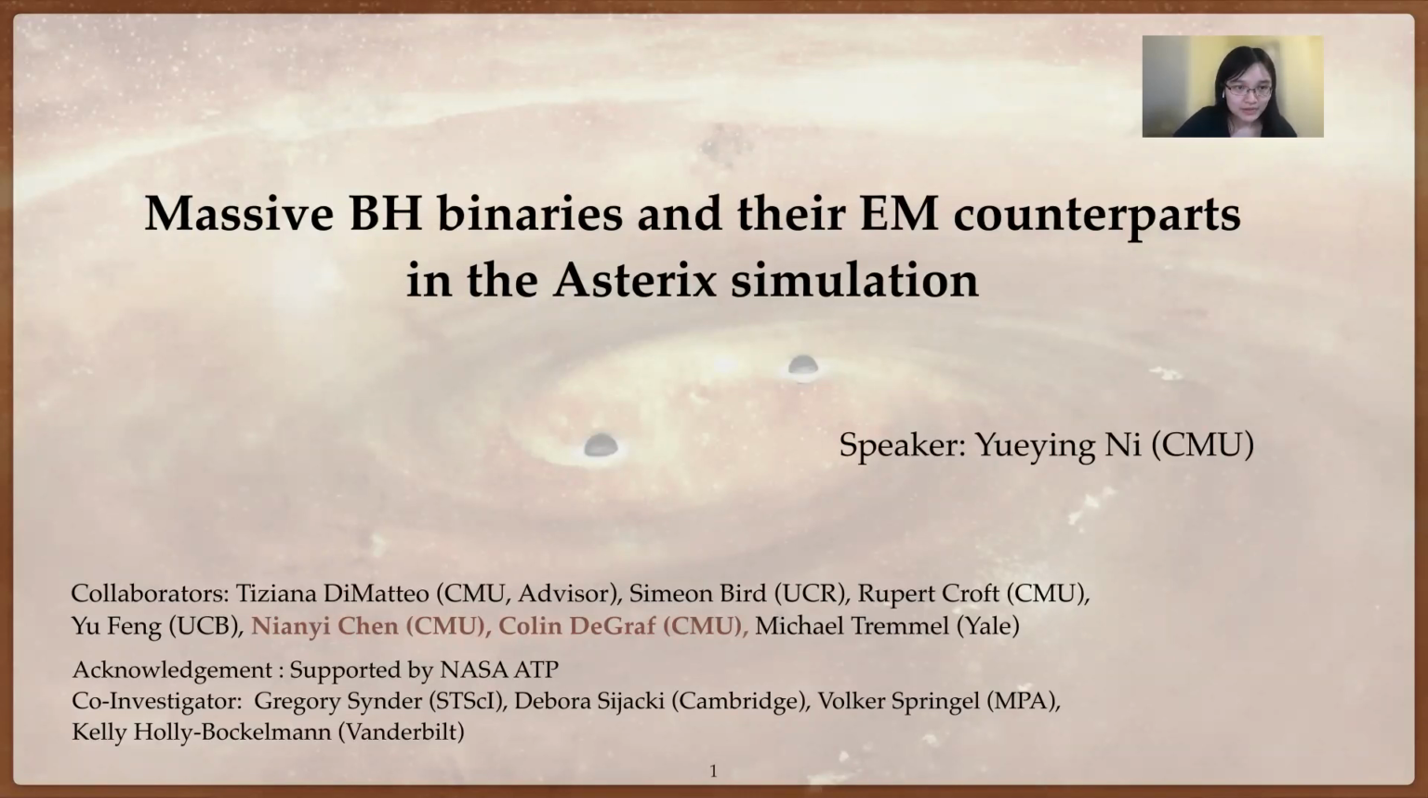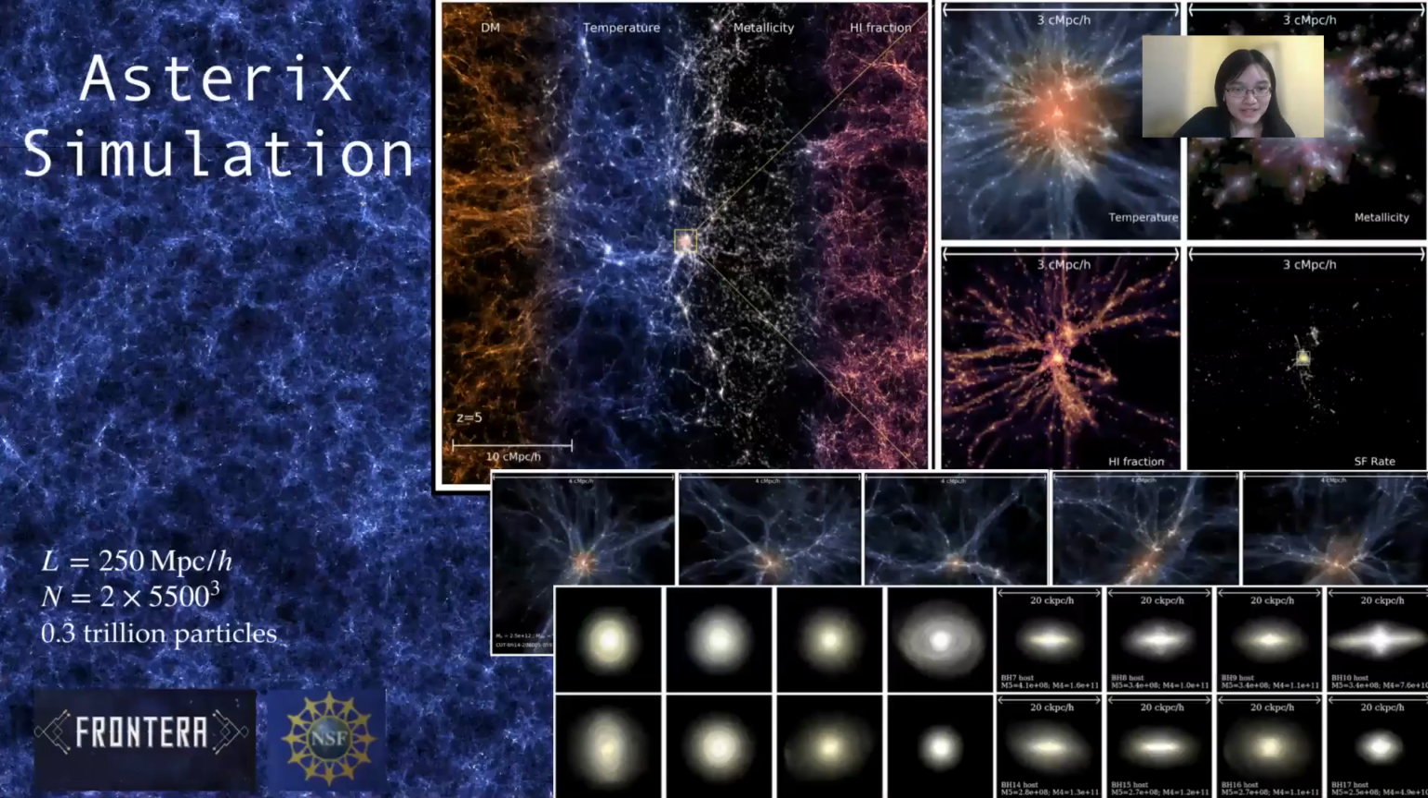Today I'm going to talk about the massive black hole binaries and their EM counterparts in the Asterix simulation. Asterix is a large volume cosmological hydrosimulation that we carry out on the Frontera supercomputer. It covers a large cosmic volume of 250 megaparsec in co-moving, with about 0.3 trillion particles.